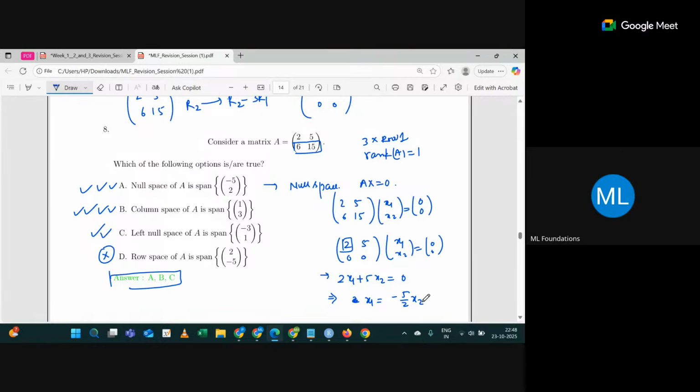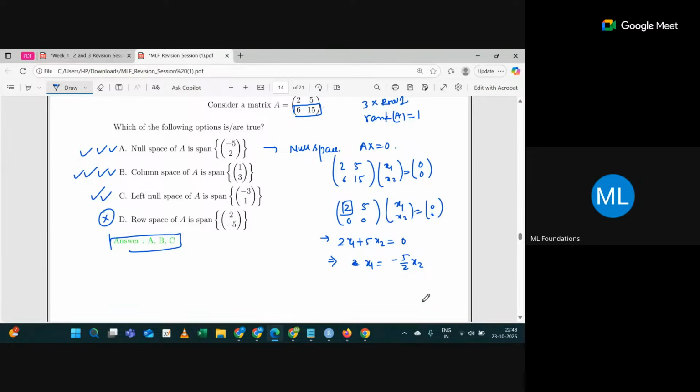Someone asked a doubt regarding this. Okay, so what is this now? We can substitute x2 equal to 2. I can substitute x2 equal to 2, because this is a free variable, right? So if x2 is equal to 2, then x1 is minus 5. So null space of A is span of minus 5 comma 2. Understood?